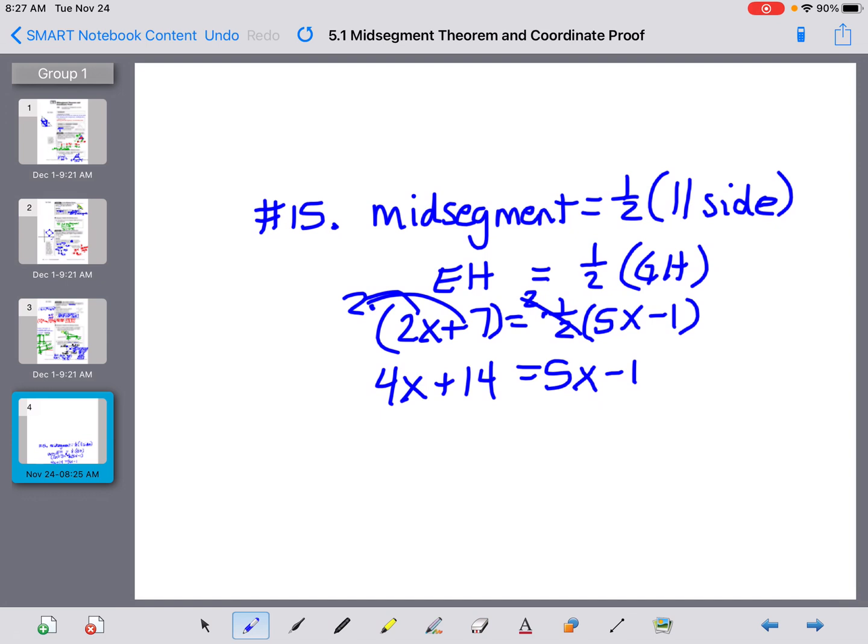I'm going to leave you at that. Solve for x, then plug it back in to get the length you're supposed to find. But think about this equation and use it frequently on that worksheet for the ones that are talking about midsegments. All right, if you have any questions, let me know.